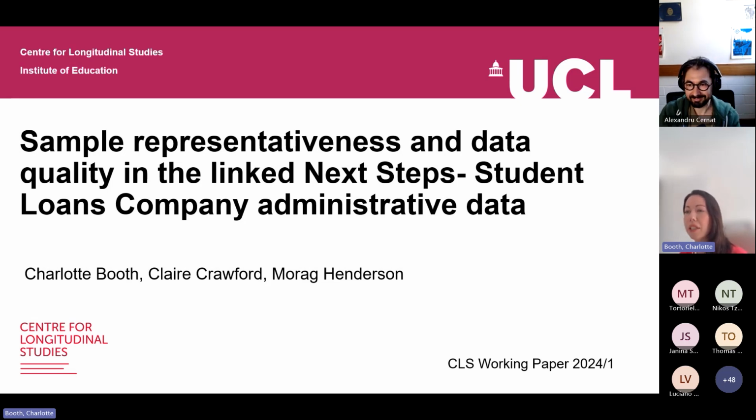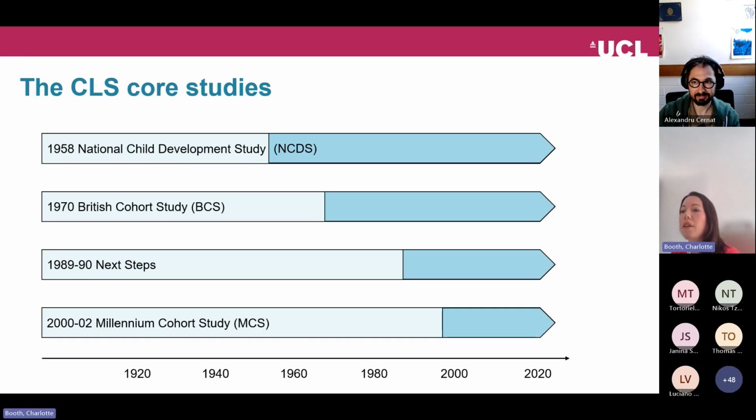So today I'm going to talk to you about some work that we published last year as a working paper, and it's about sample representativeness and data quality in the linked Next Steps student loans company admin data. This is work that I did with Claire Crawford and Morag Henderson, as well as other colleagues, but we worked mostly on this. So I'll just very briefly talk about the core studies that we have at CLS.